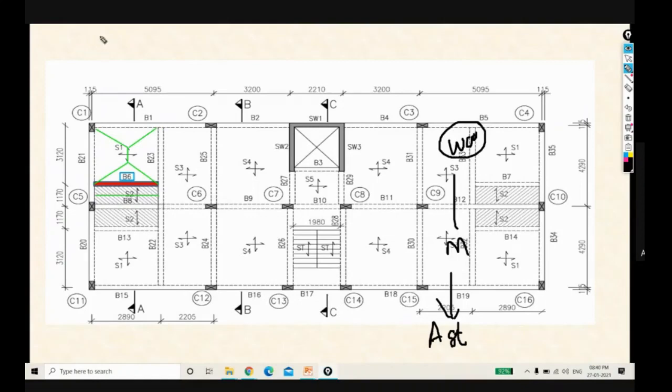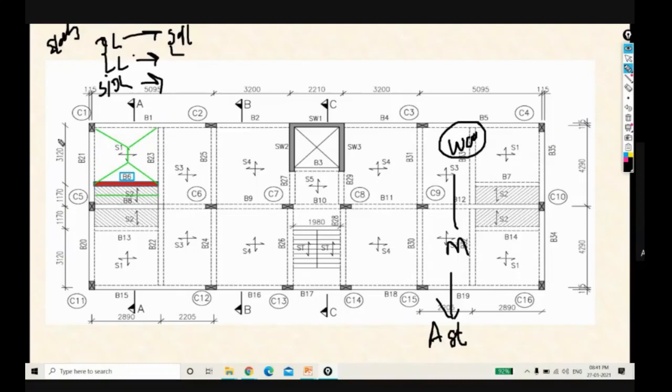Generally in slab we have considered the dead load, live load, and SIDL, that is additional dead load. Dead load is calculated from the self-weight. Live load is different. And SIDL, the additional dead load we have considered in slab, is only for the material, meaning whatever material we are providing for that slab.